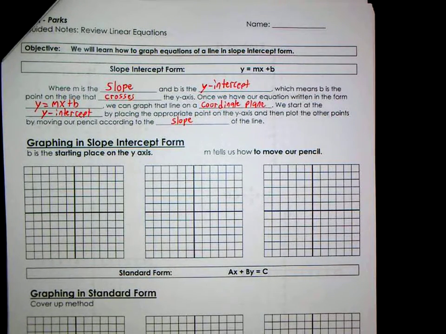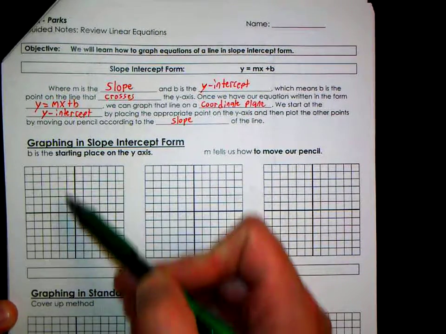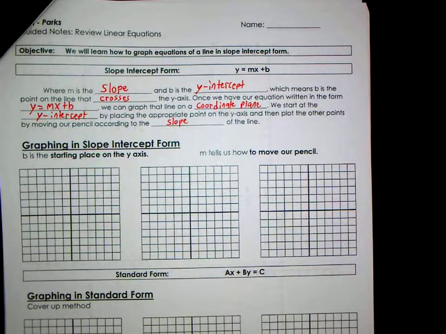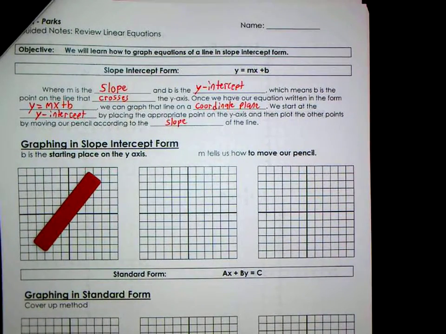And the way you graph is, first you put it in slope-intercept form. My examples are already going to be in that form. You first find the starting point on the y-intercept, and then you count the slope. Just remember that if you have a line going like this, that is positive slope, right?